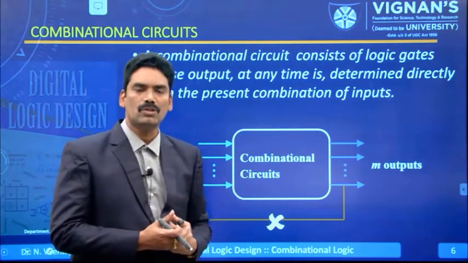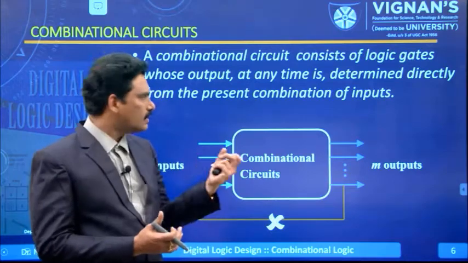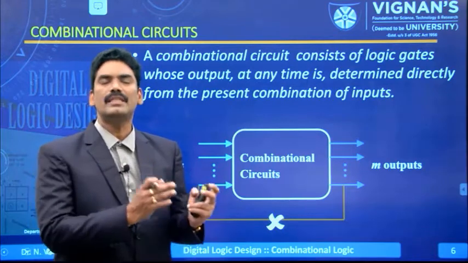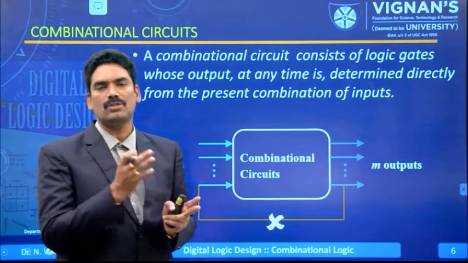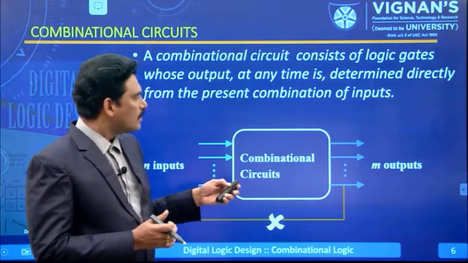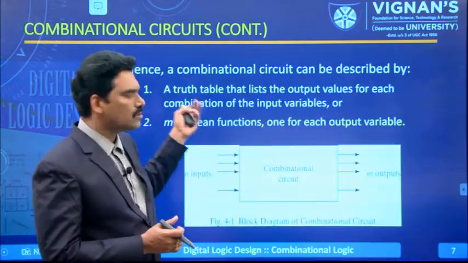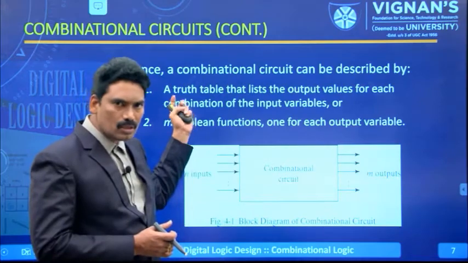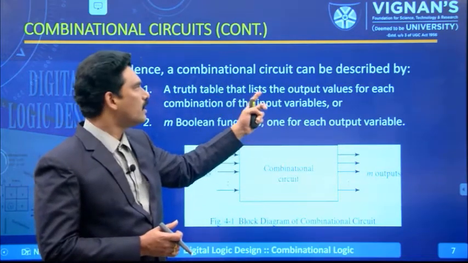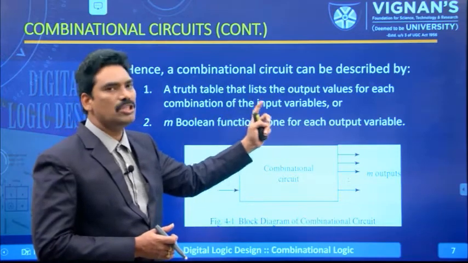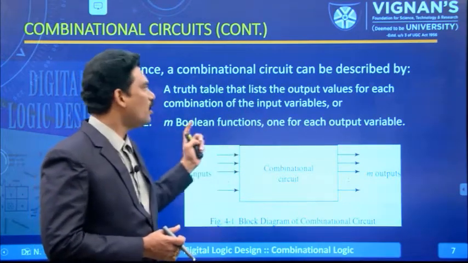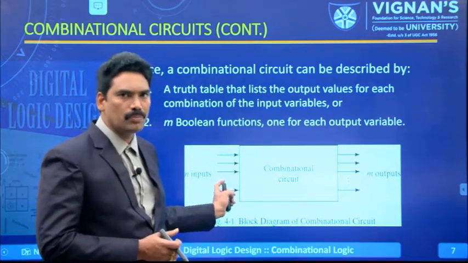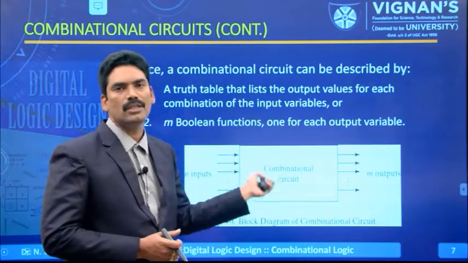Now, what is a sequential circuit? A sequential circuit consists of n inputs and m outputs, but it contains some memory element. That is the main difference between a combinational circuit and a sequential circuit. Hence, a combinational circuit can be described by a truth table that lists the output values for each combination of the input variables, or by m Boolean functions, one for each output variable. Overall, it takes n inputs and produces m outputs. This is a combinational circuit.